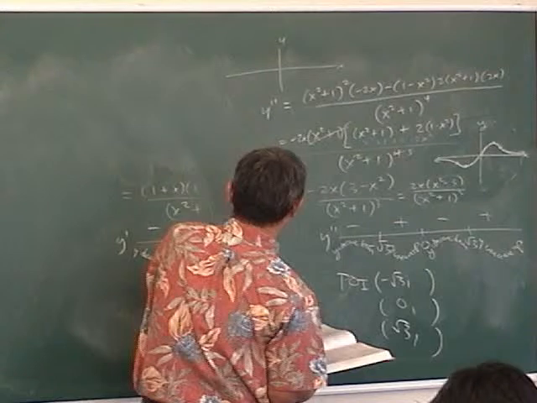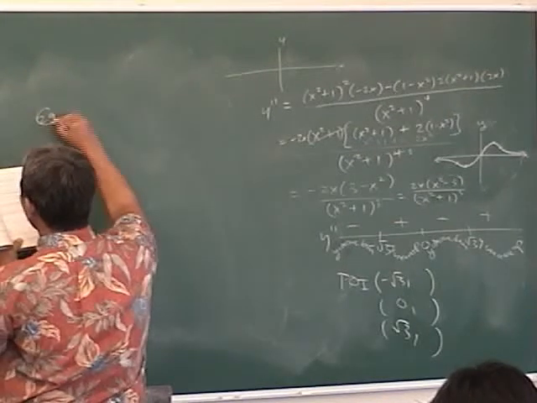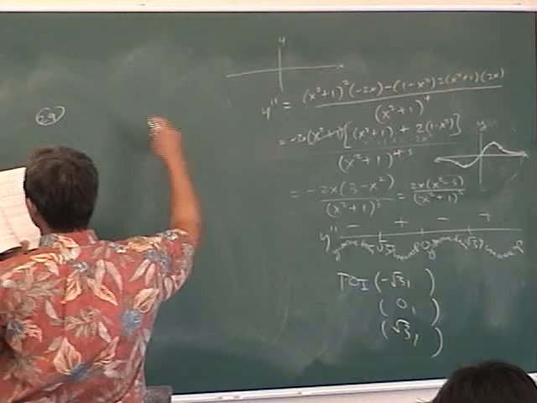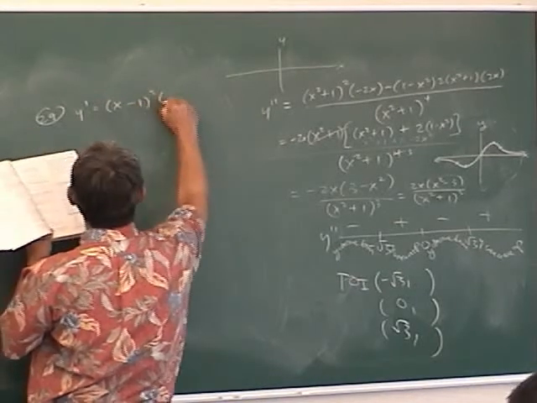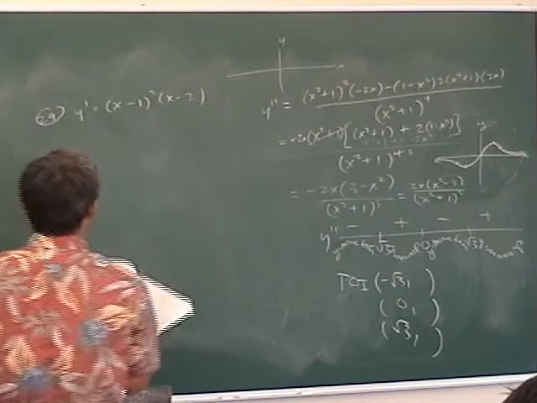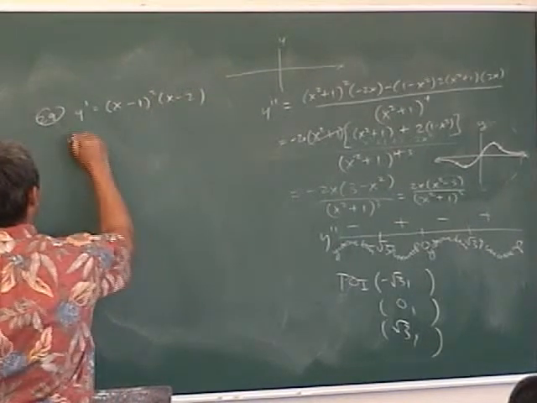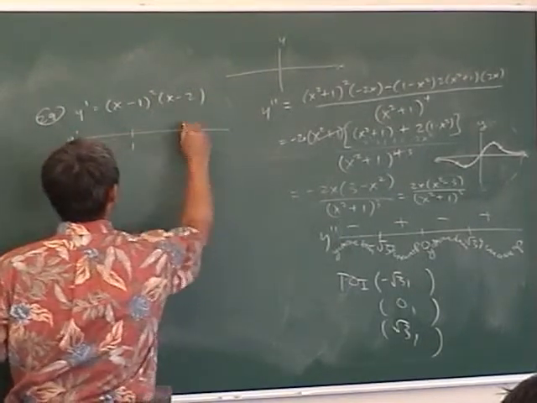Okay, 29. They're asking, where do you have maxes, mins, points of inflection? Now, in this problem, they gave you the first derivative already, and it's all factored. So all you gotta do is make a number line already. Y prime, 1 and 2.